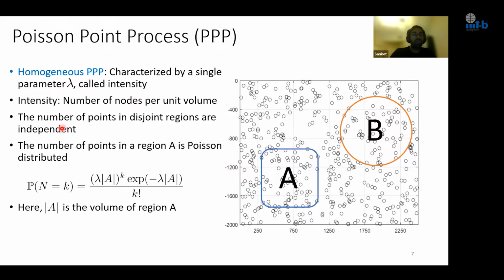And then the numbers of points in disjoint areas are independent. For example, the number of points or nodes in area A and the number of nodes in area B are independent. And the number of points in a region, let's say region A, is Poisson distributed, meaning that the probability of a given number of nodes is given by the very well-known Poisson formula. And modulus of A denotes the volume of region A, which is the area in two dimensions. Okay.